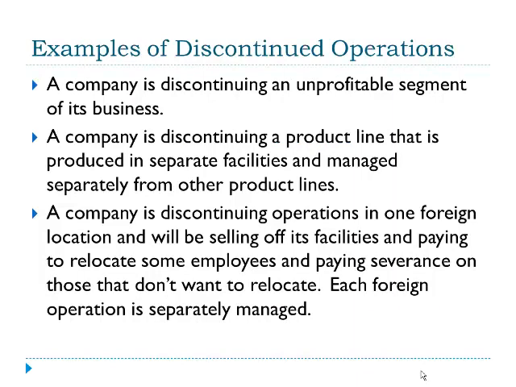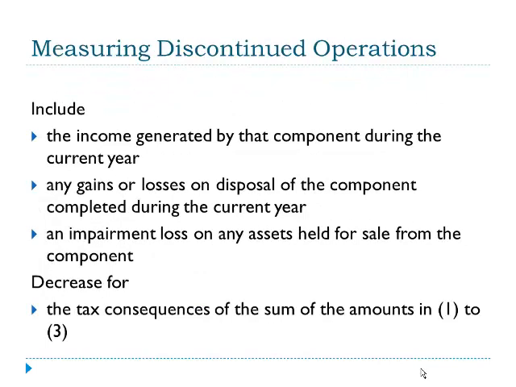Examples of discontinued operations are a business that is discontinuing an unprofitable segment of its business, or a company that's discontinuing a product line that's produced in separate facilities and managed separately from the other product lines. A company could be discontinuing operations in one foreign location and will be selling off its facilities and paying to relocate some employees and paying severance on those that don't want to relocate. Each foreign operation is managed separately.